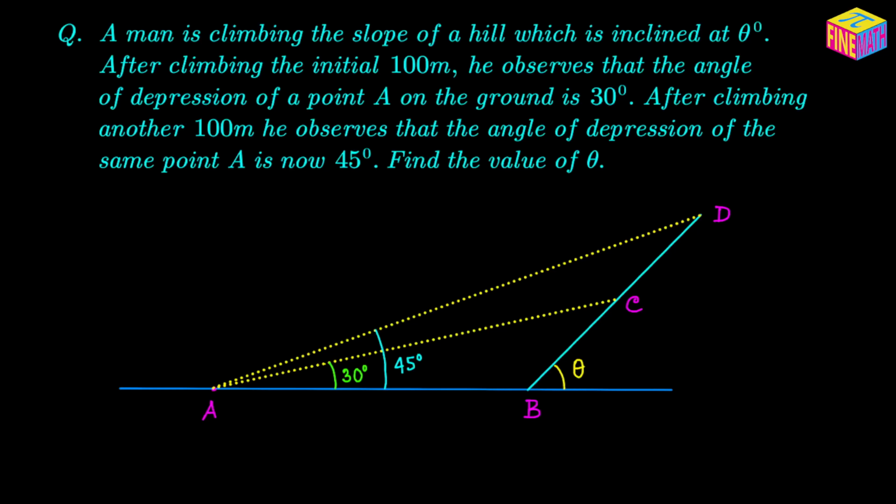Now what will be the angle DAC or CAD? Well, that angle is clearly 15 degree, because the big angle is 45 degree and the smaller one is 30 degree. So that little angle will be 45 degree minus 30 degree, which will be equal to 15 degree.